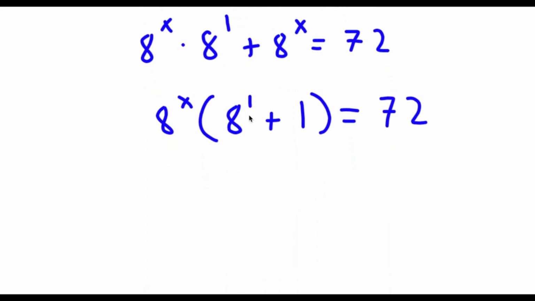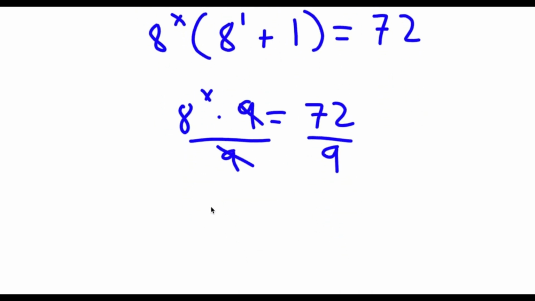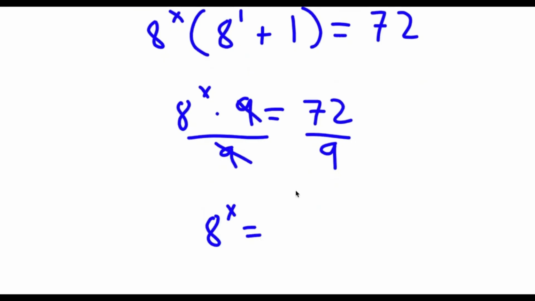Now, 8 to the power of 1 is the same thing as 8, so 8 plus 1 is going to equal 9. So I have 8 to the power of x times 9 is equal to 72. Now I'm going to divide both sides by 9, so these two cancel out. Now I'm left with 8 to the power of x is equal to 72 divided by 9, which is 8.